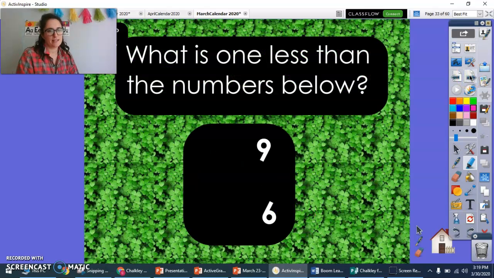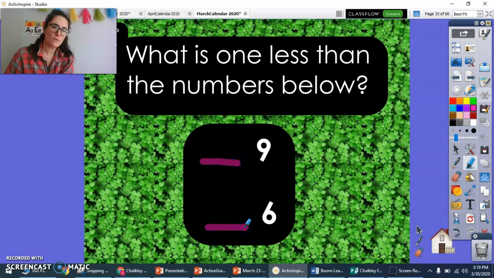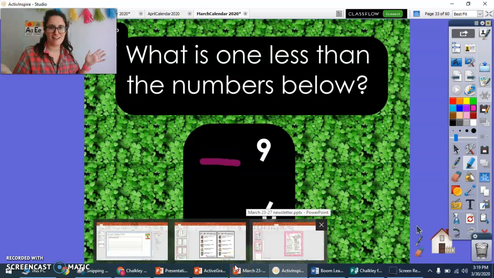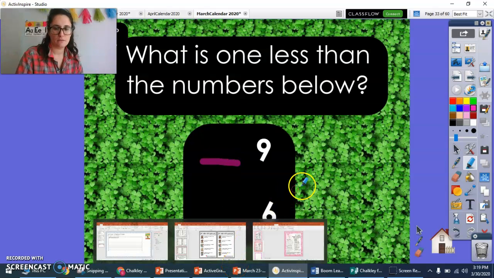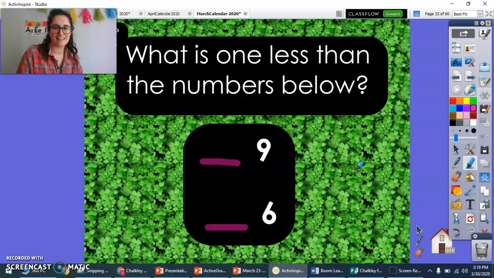And last but not least, we are going to do one less. So this number is going to be smaller than 9 and smaller than 6. So we're going to do 1 less than 9 and 1 less than 6. So go ahead and figure out what 1 less than 9 is and write it on your paper, and 1 less than 6 and write it on your paper.